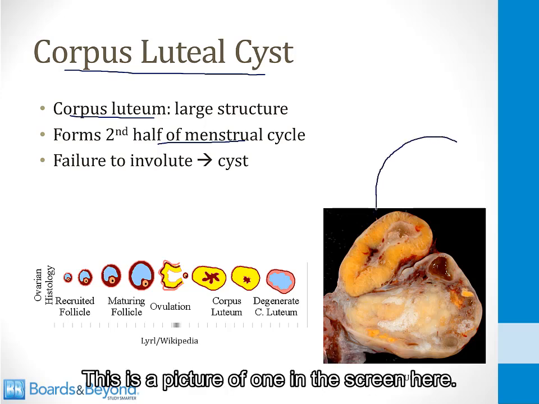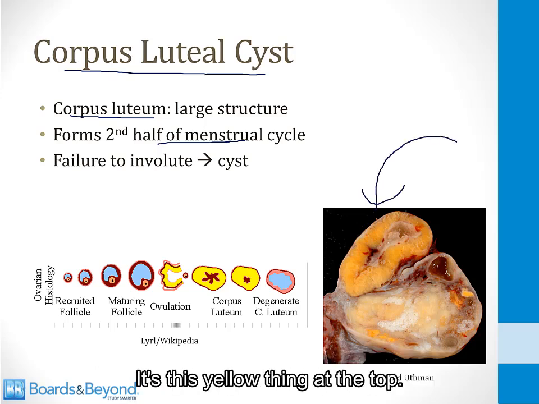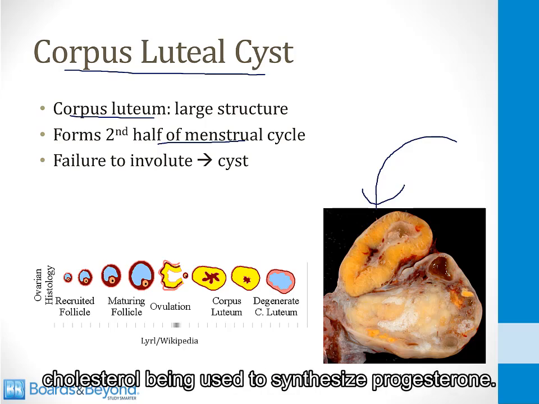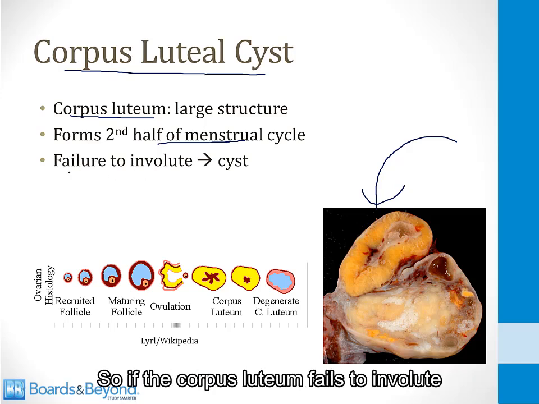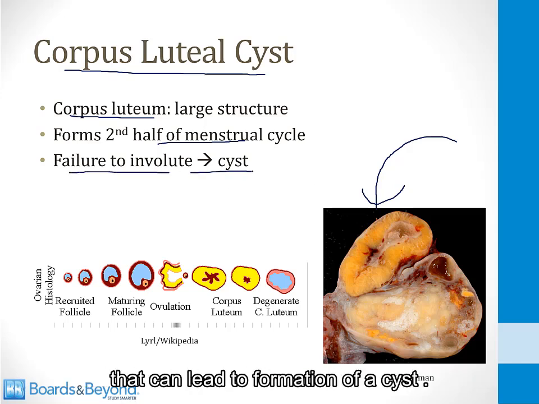This is a picture of one on the screen here. It's this yellow thing at the top. The reason it has lots of yellow is because that's cholesterol being used to synthesize progesterone. So if the corpus luteum fails to involute, that can lead to formation of a cyst.